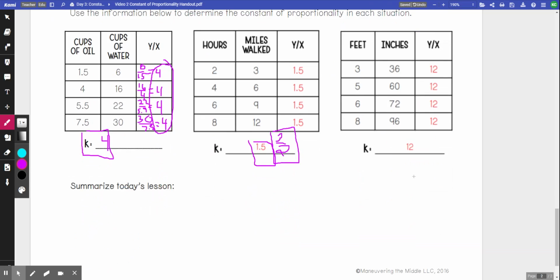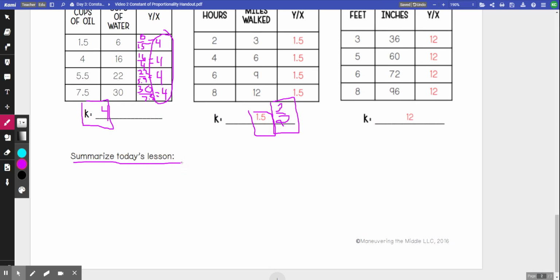All right, now we want you to summarize this lesson in your own words right here, and we'll talk about it tomorrow. Tomorrow we're going to take it one step further by introducing you to a new equation.